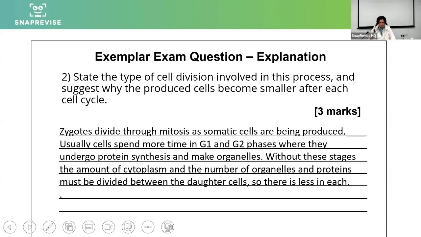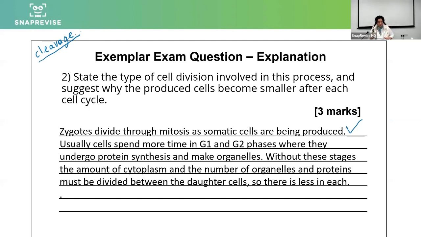So let's see how we're going to break down this answer. First of all, let's identify the type of cell division. It's already given to me in the question here, but it's basically mitosis, since it's somatic cells being produced. So that's 1 mark. I'm just going to briefly state that sometimes this particular type of cell division, where there isn't much growth between cell divisions, can also be called cleavage. It's not in your syllabus explicitly, but just if you see it, so that it doesn't throw you off, have this term in the back of your mind.